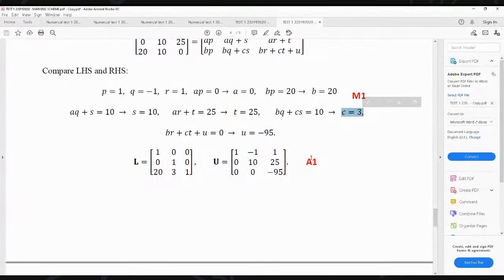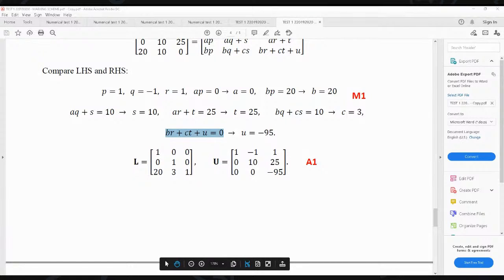And then the long part, BR plus CT plus U is equal to 0, so U is equal to negative 95. Don't use this one first because you don't have the parameters yet. So till now, you have succeeded in decomposing matrix A to L and U by putting the parameters S, T, C, U inside the matrix.